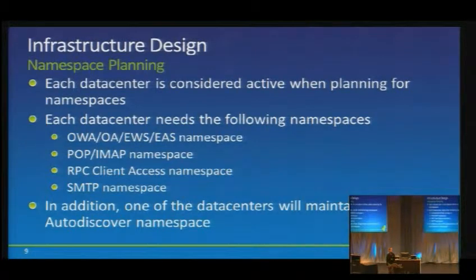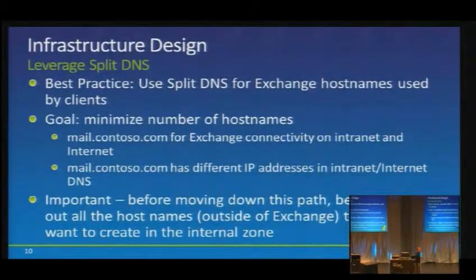Okay, so these might be new things for you if you haven't dealt with this before. Now, that isn't to say that you're going to have different namespaces for all of those. You might simply use mail.contoso.com for each and every one of those namespaces, except, of course, Auto Discover, which would be autodiscover.contoso.com. But the point is you need to cover all of those clients and protocols that you're going to be servicing, and you need to do that in each data center.